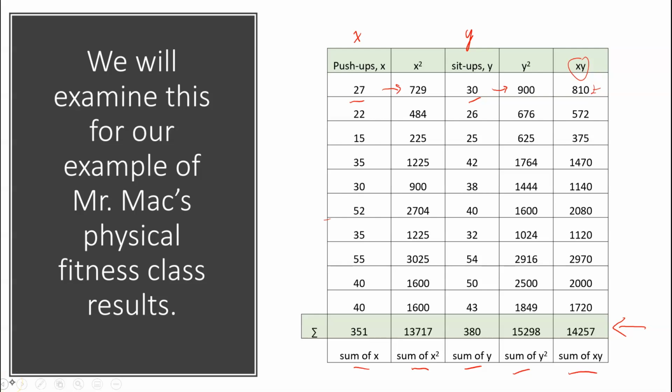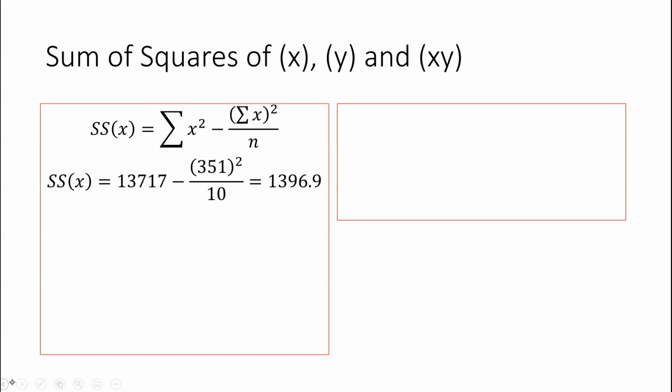Okay, so using these formulas then, we've got our values in green along the bottom of the table. So to find the sum of squares of x, the formula for the sum of squares of x, we need the sum of the x squared values. Then we need to have the sum of the x values, and that number is going to get squared all over n. And you can see, if we look back to the table, the sum of the x squared column.